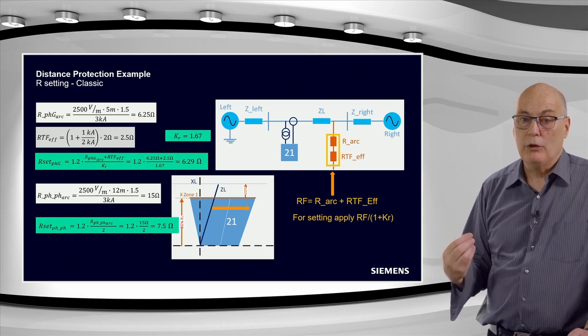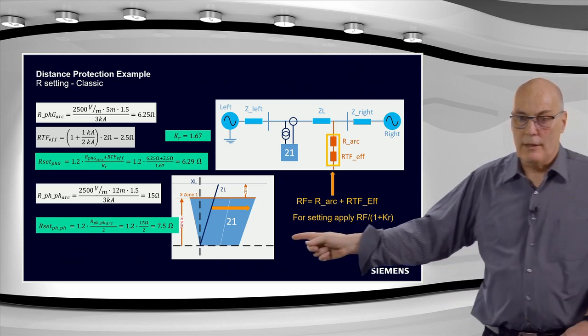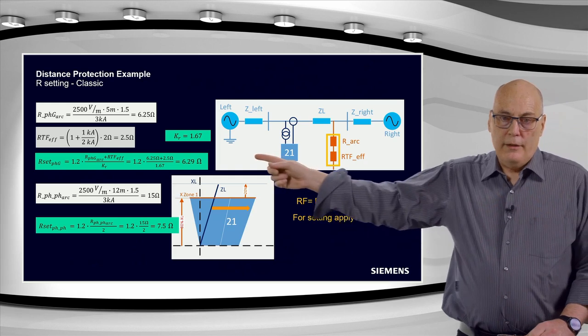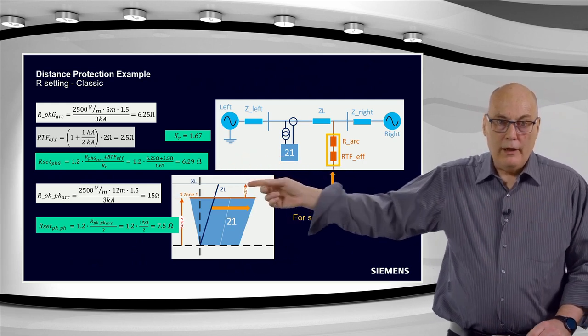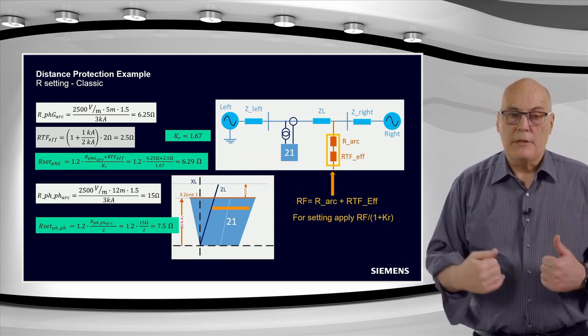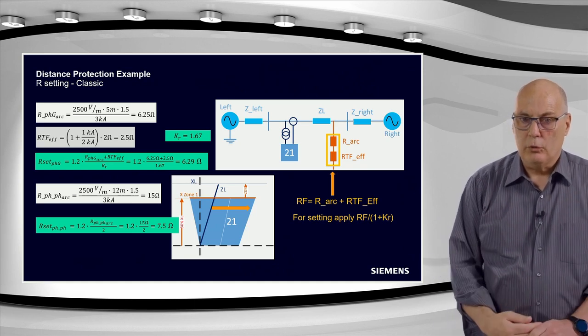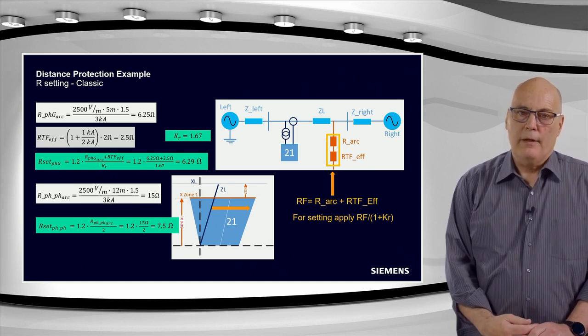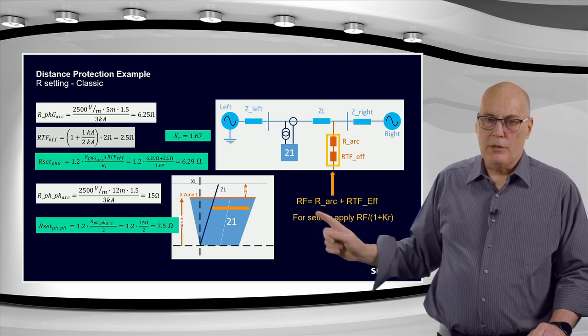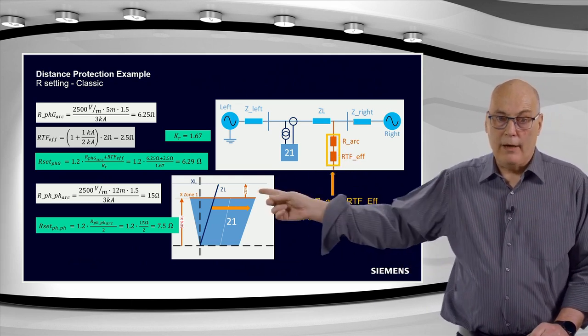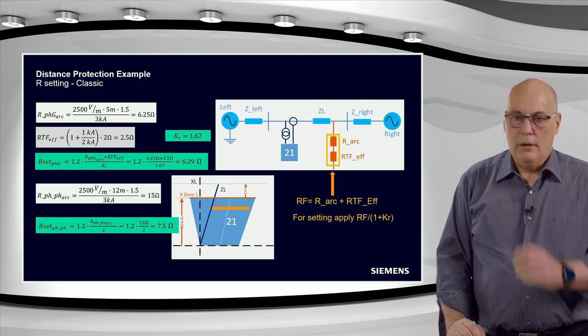So that is what we must use in the setting when we are going to set the resistance reach for the classic. And you can see in the green over here, that's where I calculated that. The 1.2 is a 20% safety factor. So 1.2 gives you a security that you would definitely see the resistance. And then you multiply that by the sum of these two resistances as we calculated them on the previous slides, and divide it by that 1 plus KR.